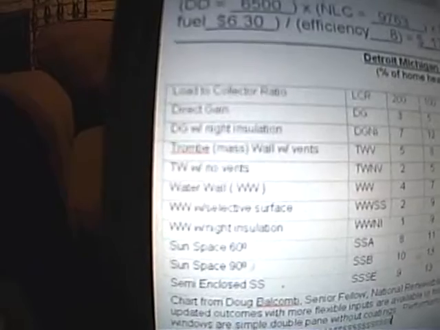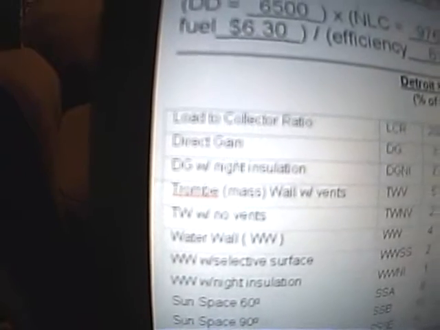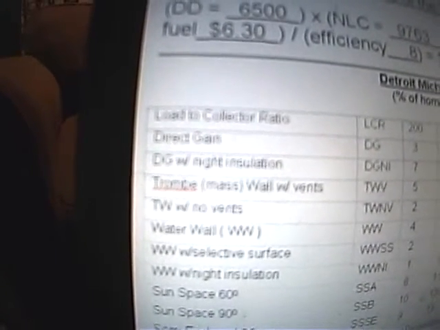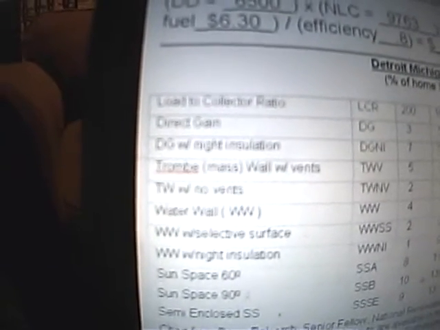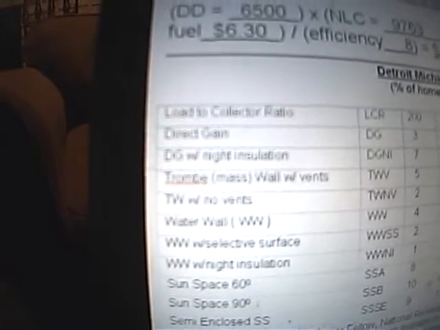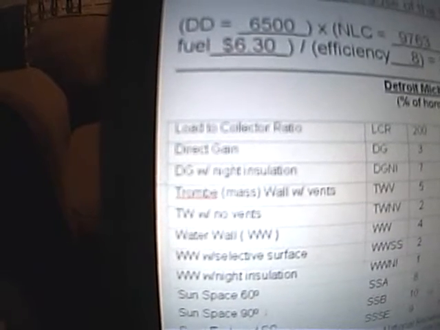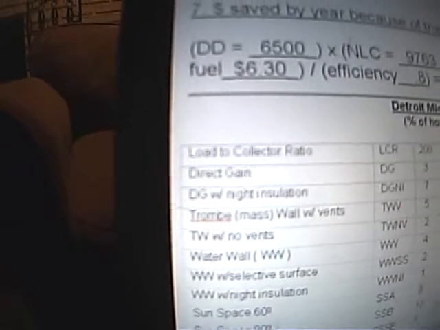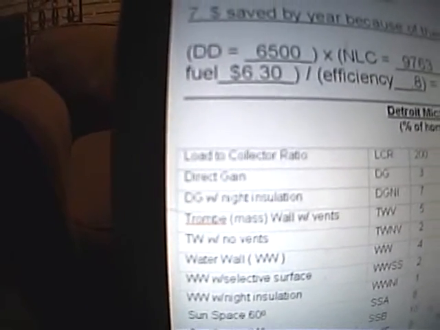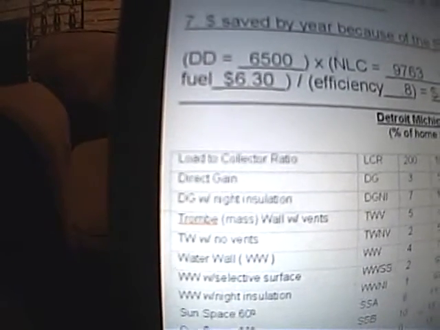Down below, the load to collector ratio is a description of the different types of solar collectors that we could have. Direct gain is just south-facing window. DG with nighttime insulation is direct gain with just windows with thermal drapes on it. And let me clarify that the characteristics of a good thermal drape is that it has a high R value. It should have some kind of vapor barrier, like plastic, so that you can't get moist air through it to collect on a cold, what will now be a cold window because there's a good drape on it. You don't want water condensing out and coming down the windows and rotting out your sills.